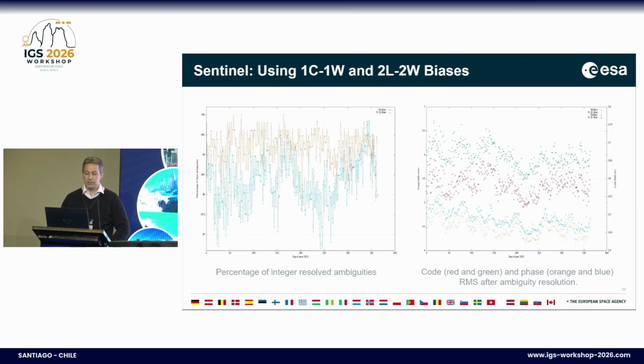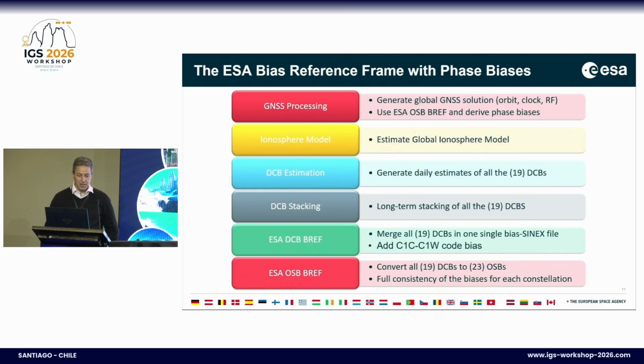On the top, the two colors, green and red, are the code residuals: without applying the bias in green, and when we apply the bias, the code residuals significantly reduce. These are the red dots. And the same for the phase, where we have blue without the bias applied and orange when we apply the bias.